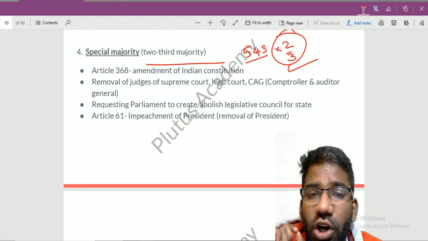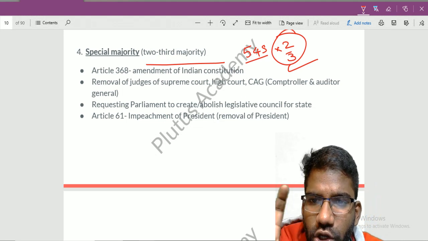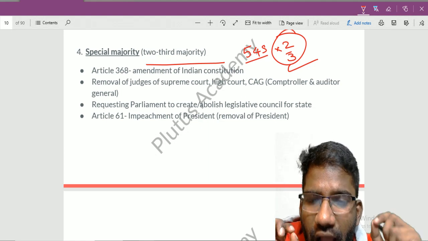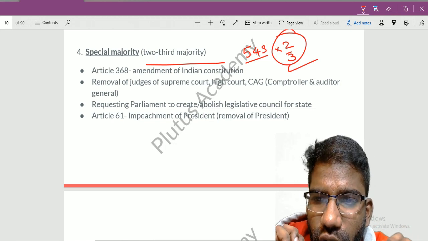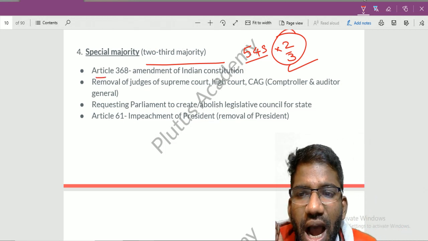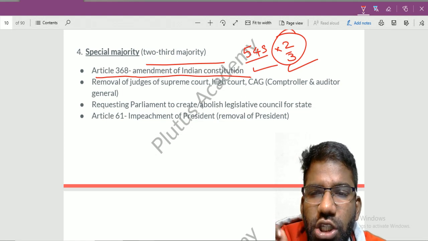To amend the Constitution of India, we use special majority. Now friends, the hot question can come: according to which article of the Indian Constitution is the special majority implemented? It is Article 368 of the Indian Constitution. Under Article 368, the special majority is used.